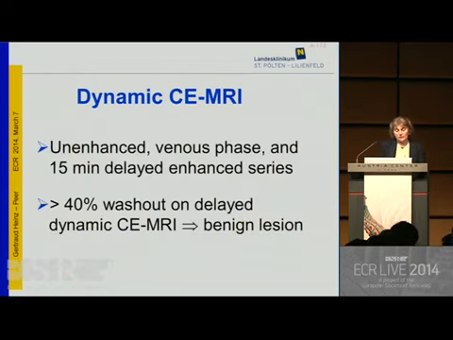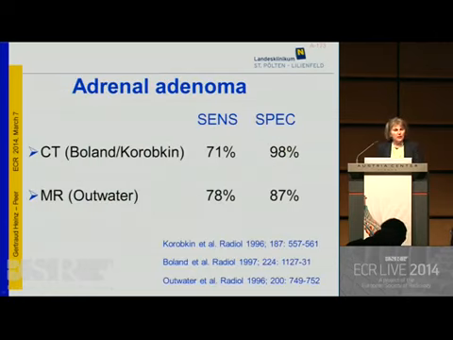What about dynamic contrast-enhanced MRI? Well, it works similar as with contrast-enhanced CT. We also have to perform a 15 minutes delayed series, and if the washout is above 40%, it's clearly indicating a benign lesion. Comparing contrast-enhanced CT and contrast-enhanced MRI, what is better? Well, it's comparable. The sensitivity and specificity is equal. However, it's still not 100%. We know that nothing is 100% probably in radiology, but there is still some space to improve our performance.